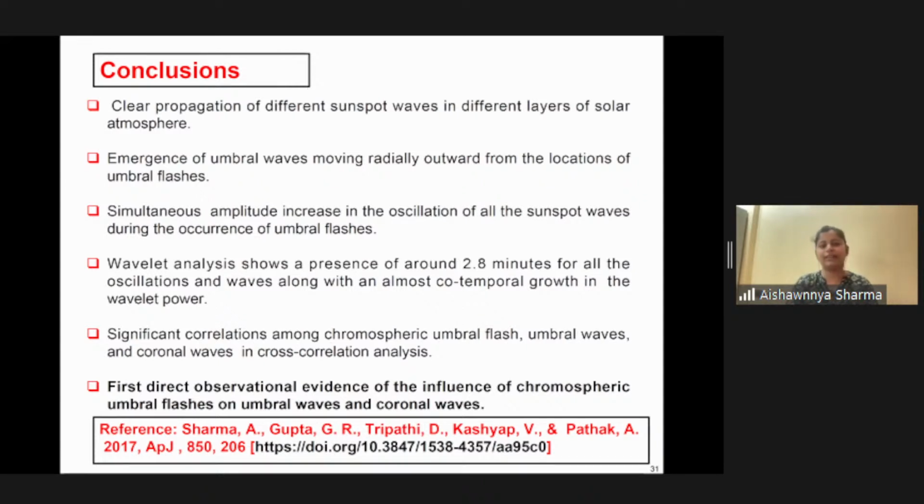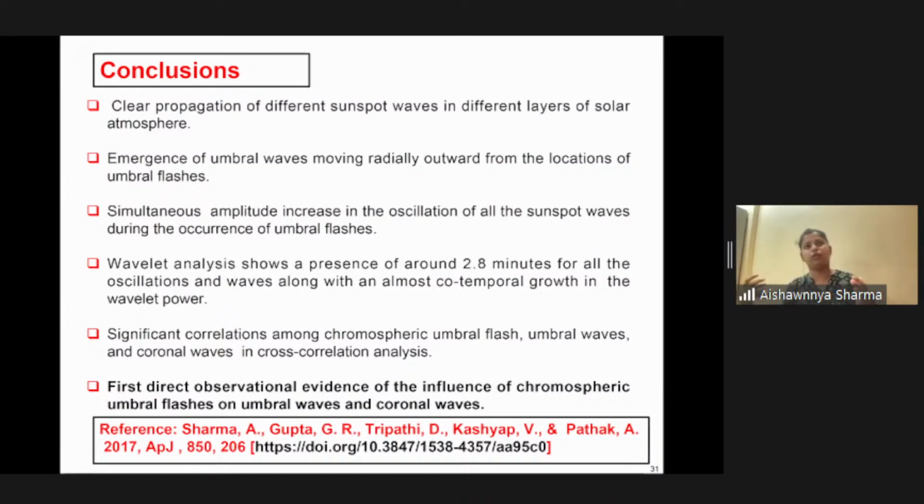And this is the final conclusion, that this is the first direct observational evidence of the influence of chromospheric umbral flashes on umbral waves and coronal waves. It means the solar atmosphere is very dynamic. Though the Sun is very close to us and we have good signal, things are very complicated. It's very difficult to do a study from the original light curve without doing any processing. But this is one study from the original light curves without doing any processing.